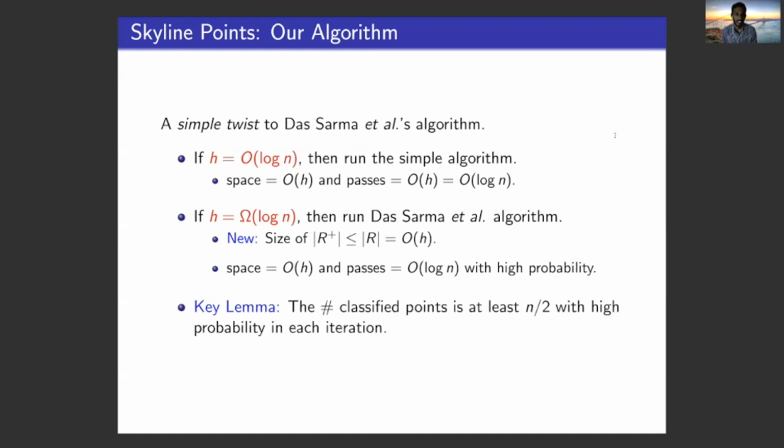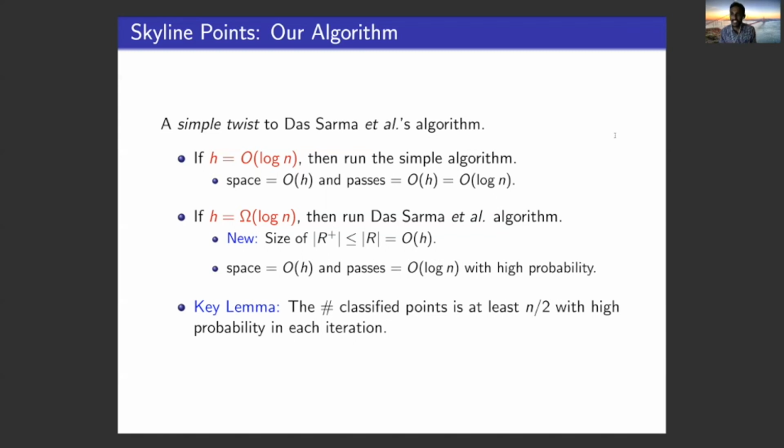And the key lemma that we prove here is similar to what they prove: in each iteration, our algorithm is essentially still Das Sharma et al.'s algorithm. So remember all the R and then converting that to R plus. So that was one iteration. The number of classified points is at least n over 2 with high probability in each iteration. So that's true even with the smaller sample size, is our claim.